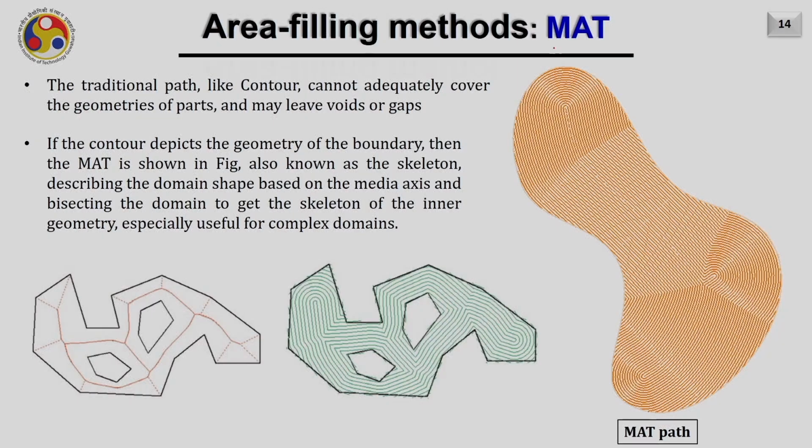Now let us discuss another very popular additive manufacturing tool path, particularly for directed energy deposition based processes, called MAT. MAT stands for median axis transformation. The traditional paths like contour parallel are not really adequate to cover the geometries of a part and may leave some voids or gaps, like we have already seen.